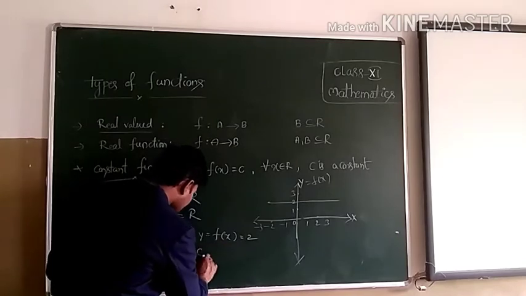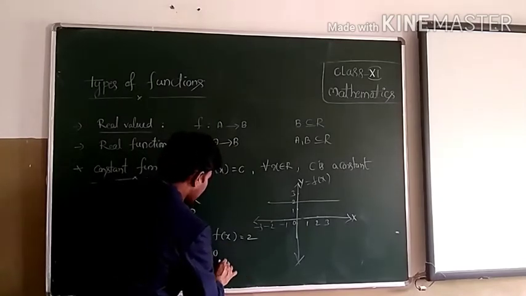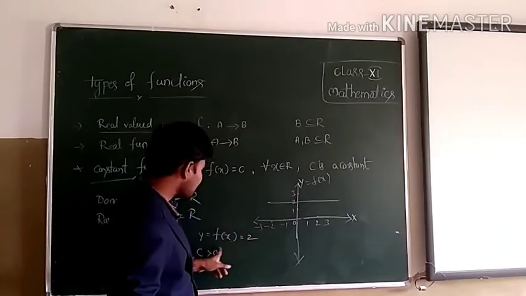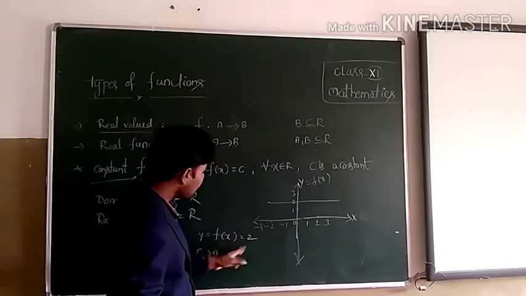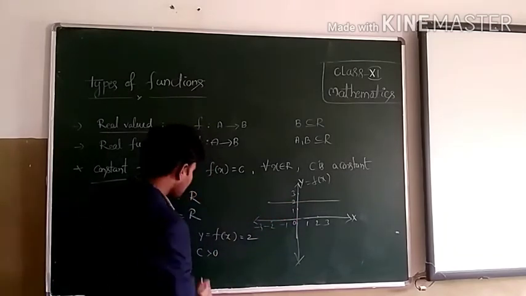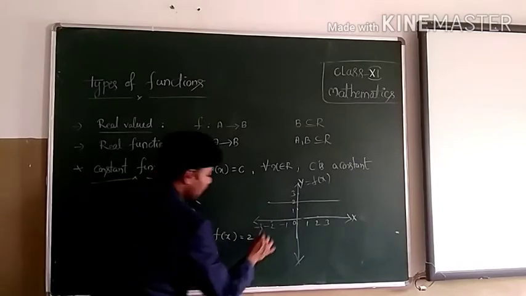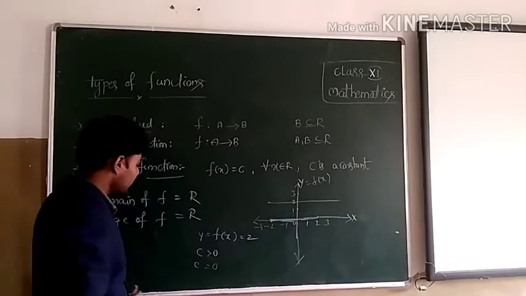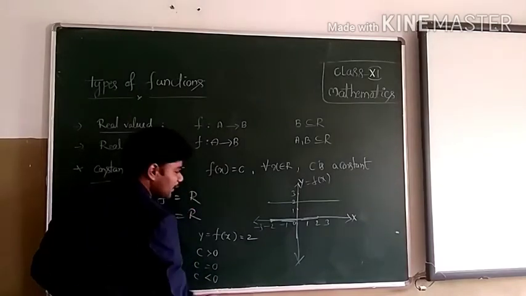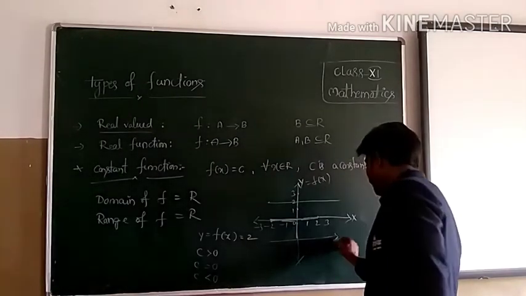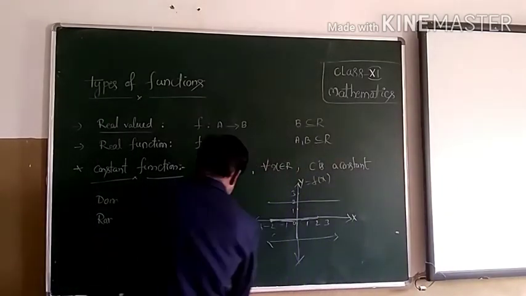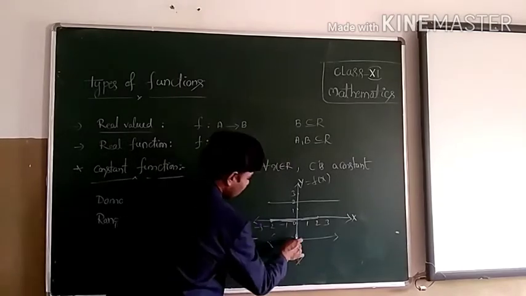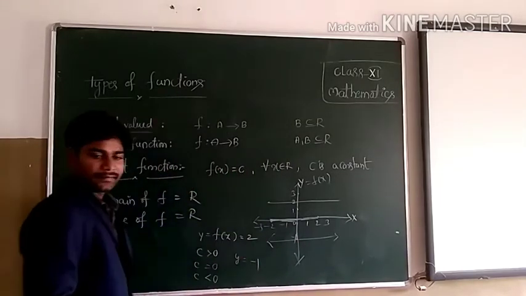If c is greater than 0, then the graph is above the x-axis. Here 2 is greater than 0, so it is above the axis. Suppose c equals 0, it is coincident with the x-axis. Suppose c is less than 0, then the graph will be below the x-axis. Suppose I consider y equals minus 1, so the graph is below the x-axis.